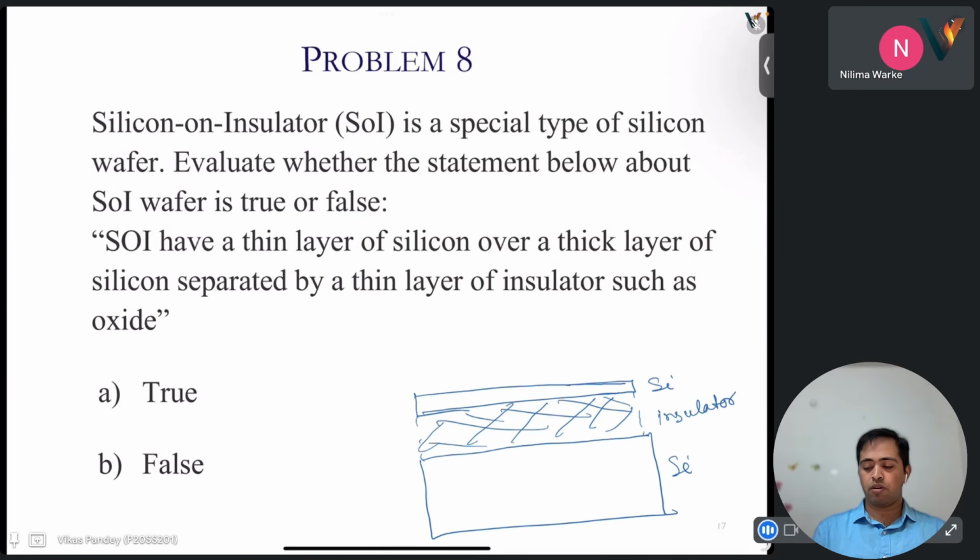No, insulator or oxide is there. Yes. So you mean to say that silicon is there, then on top of the thick layer of silicon there is an insulator or oxide, and then again Si is kept. So, is this true or false? Silicon on insulator?